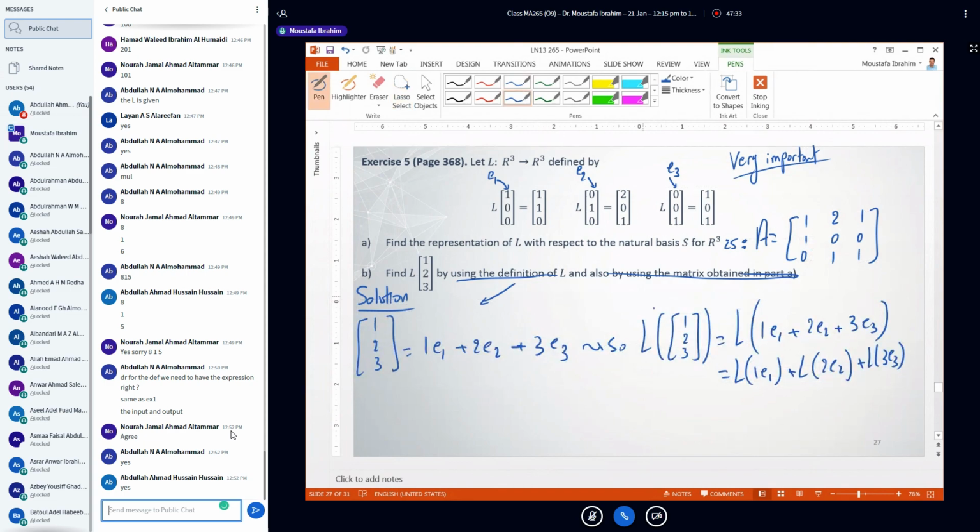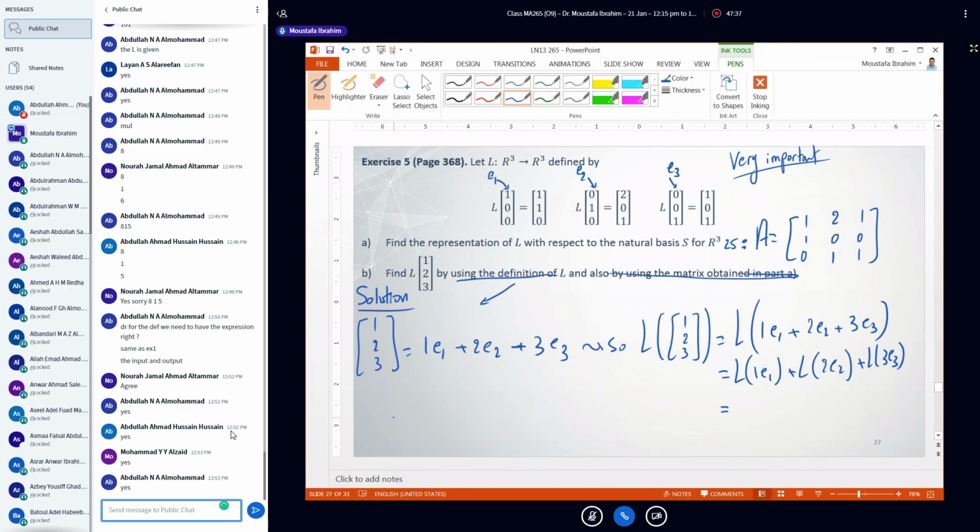Isn't it, guys? Now we know that L of u plus v equals L of u plus L of v. Here we use it. And we know that L of c u, if we have a constant, I can put it outside. It's c L of u. I will use it here.